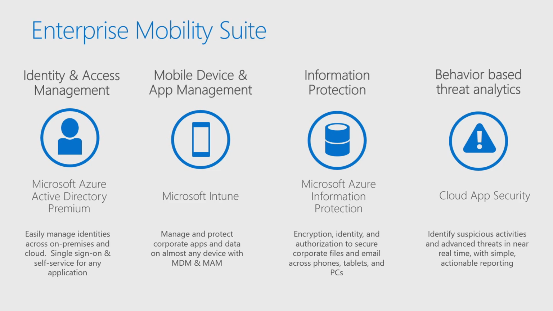Fourth, Cloud App Security. Cloud App Security can help to identify suspicious activities and advanced threats in near real time with simple actionable reporting. In a nutshell, with EMS you will be able to manage devices such as smartphones, tablets, and laptops, along with user credentials, applications, and security from a single solution.